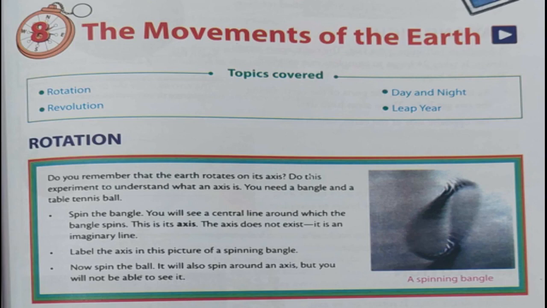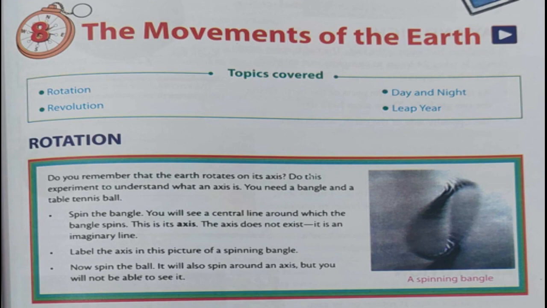The movement of the Earth. Rotation. Do you remember that the Earth rotates on its axis? Do this experiment to understand what an axis is. You need a bangle and a table tennis ball. Spin the bangle. You will see a central line around which the bangle spins.